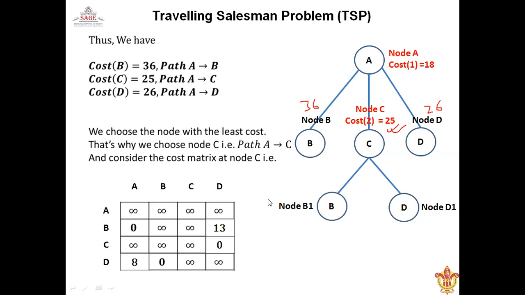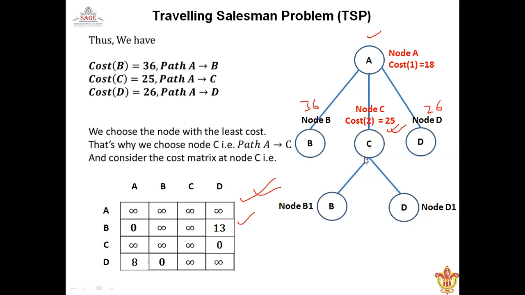So we are going to use this matrix from C, and that is this one. We are going to use this matrix to expand this C node. We are going to use this matrix, not the A matrix, because we are going to expand this C itself. So this is the best matrix for us.